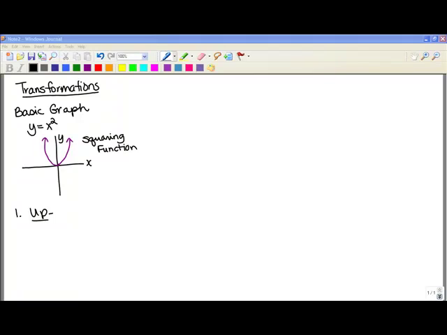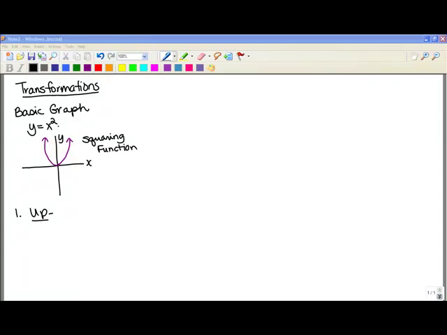This video will look at transformations. A transformation is where we move the graph either up, down, left, right. Also reflections and vertical shrinks and stretches. In the first video, we'll take a look at the basic graph of y equals x squared and show you how to move it up, down, left, and right.